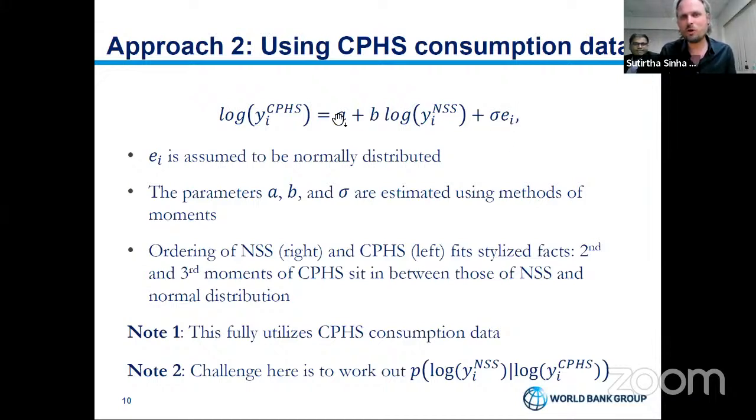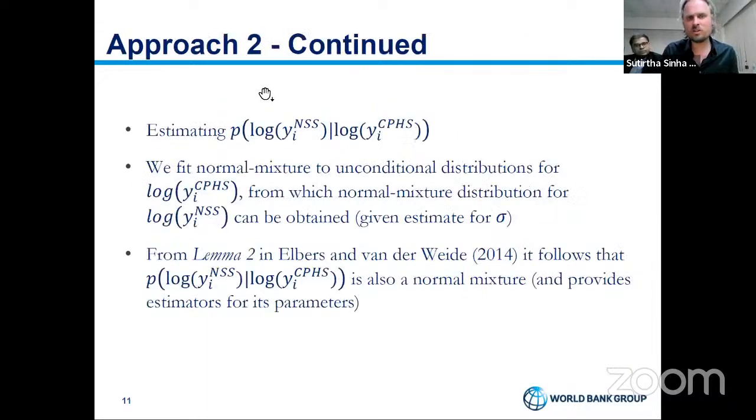So just imagine you know A, you know B, and you know sigma. For a given household I, you know what its CPHS consumption level is, but what you want to know is what its NSS consumption level would be. But that variable is combined with the error term, and that's an error term we obviously do not observe. And so the challenge here is to estimate the conditional distribution of NSS type consumption conditional on observing CPHS consumption, which is akin to a deconvolution problem.